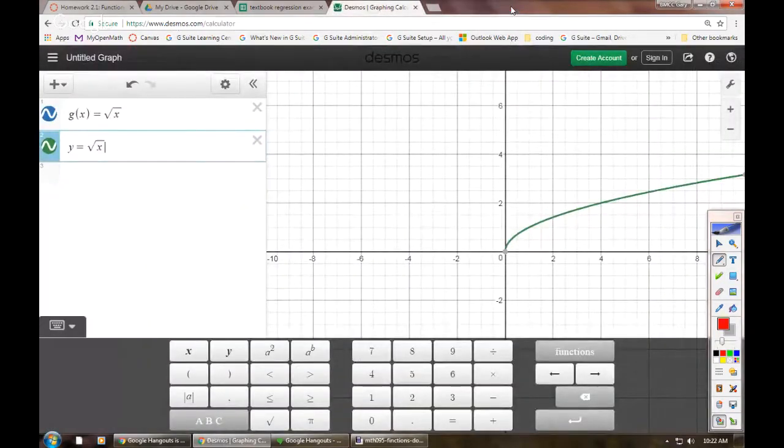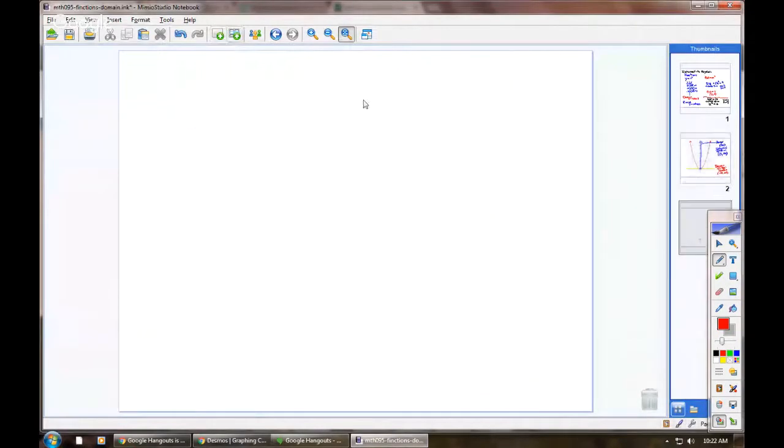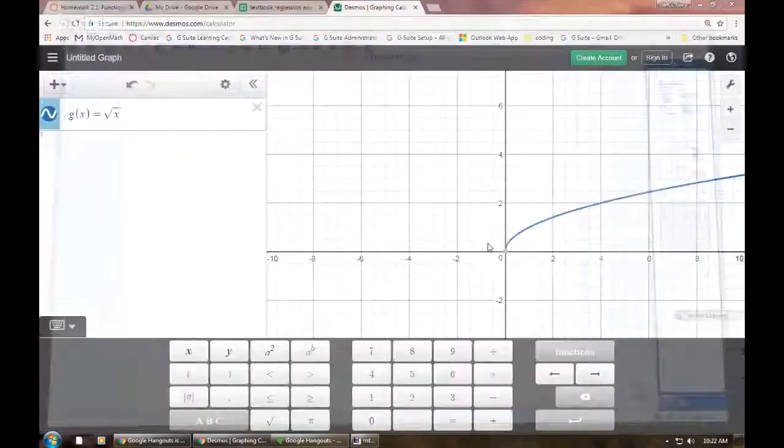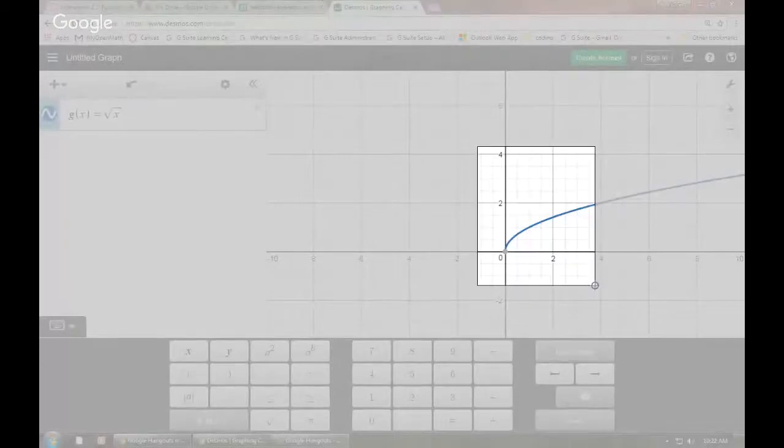So it's a good thing to know. You'll end up using this a lot in a future chapter in the book. So let's close that one, and we just need to focus on this one. I just want to look at this graph and try to identify what the domain and range is. So new page, screenshot, and let's take a look.